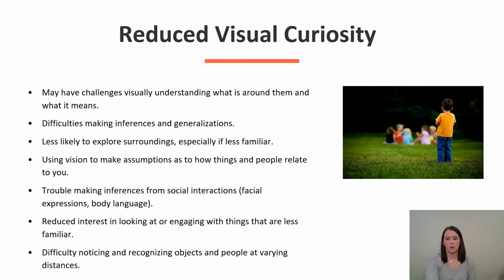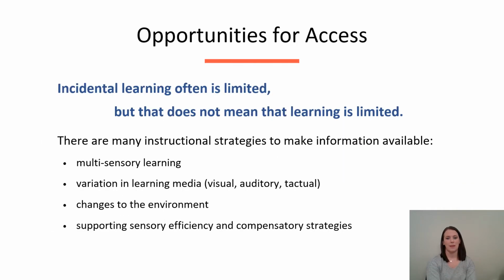In this slide, I have a photograph of a little boy standing outside a circle of people looking in at them. The number one goal in assessment is to identify how that child learns best and to provide opportunities for access. Incidental learning can often become limited in individuals with CVI, but that does not mean learning is limited. There are many instructional strategies to make information available. Some examples include multisensory learning, having variation in learning media that could be visual, auditory, or tactual, providing changes to the environment as needed, and all the while supporting sensory efficiency and compensatory strategies as they're identified and further developed.